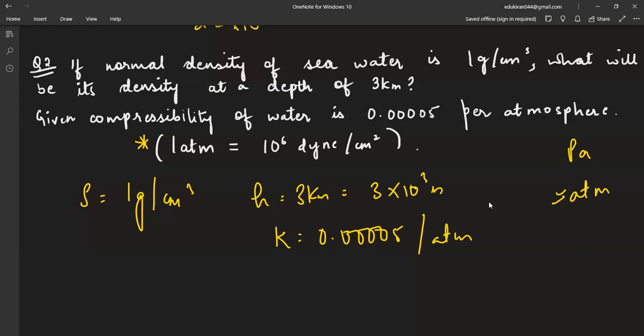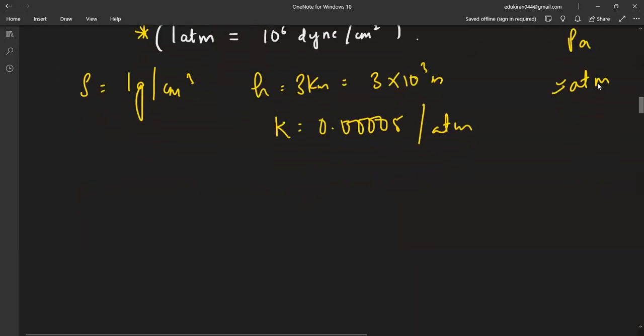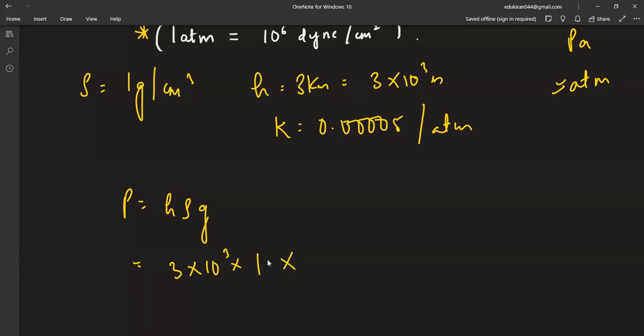The question is, we have to find out density. What will be its density at a depth of 3 kilometers? Here again, we'll use the formula. P is equal to H rho G will be used again here also, because without that, we'll not be able to calculate. Look here. Pressure is equal to H rho G. Height is 3 into 10 to the power 3. Density is 1 gram per centimeter cube, so we have to convert this. We'll use 10 to the power 3. And G is 10. So this becomes 3 into 10 to the power 7.